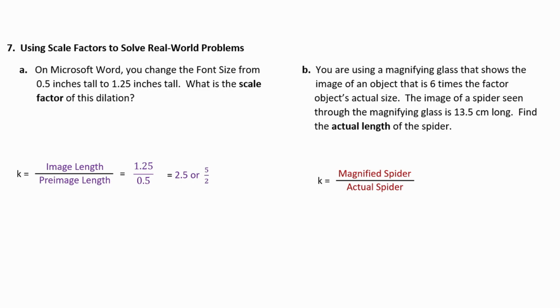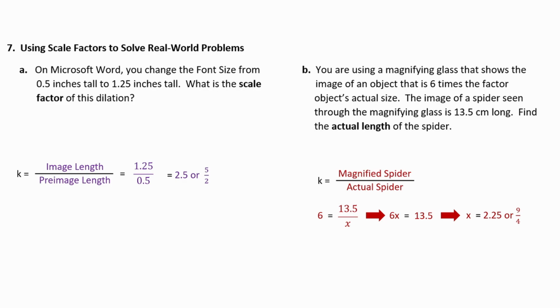And so if I want to try and find this actual length, I can set this up as 6, which is my scale factor. That's what it says, 6 times the object's actual size, is going to equal 13.5 centimeters divided by whatever the actual length of the spider is, which in this case I'm just calling x. Based on this, I can multiply by x on both sides because I don't want x to be in my denominator. And I get that 6x is equal to 13.5, which means that x is 2.25, or again as a fraction, 9 over 4.